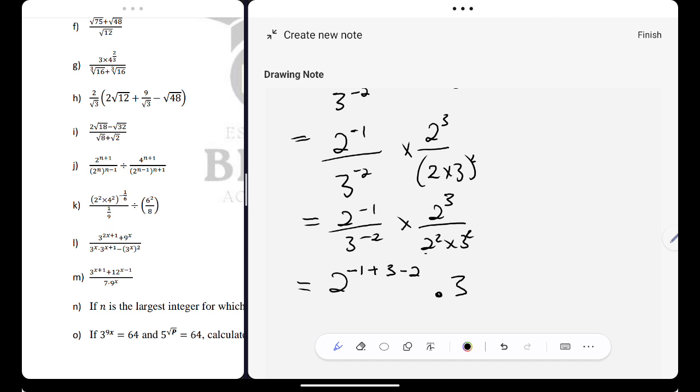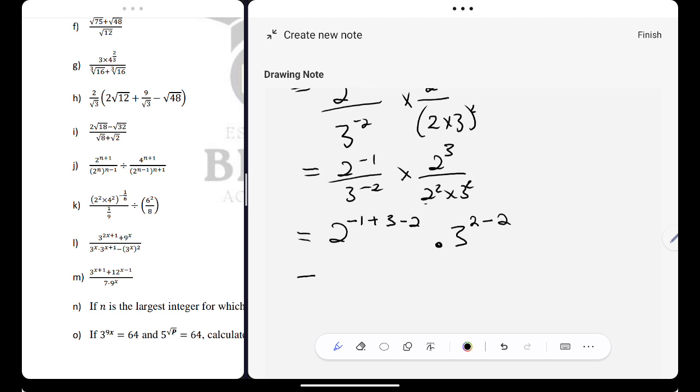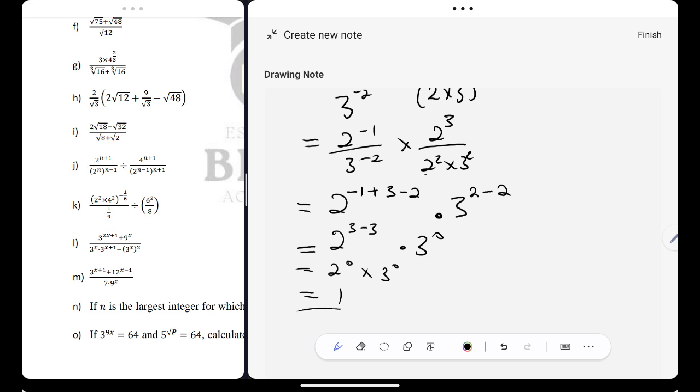The bases, both of them are at the denominator, so when I move them to the numerator, they will change their signs. The first one is negative 2, it will become positive 2. The second one is a positive 2, it will become a negative 2. So here I will have 2 to the power 3 minus 3. So already I have 2 to the power 0 multiplied by 3 to the power 0, which is 1.